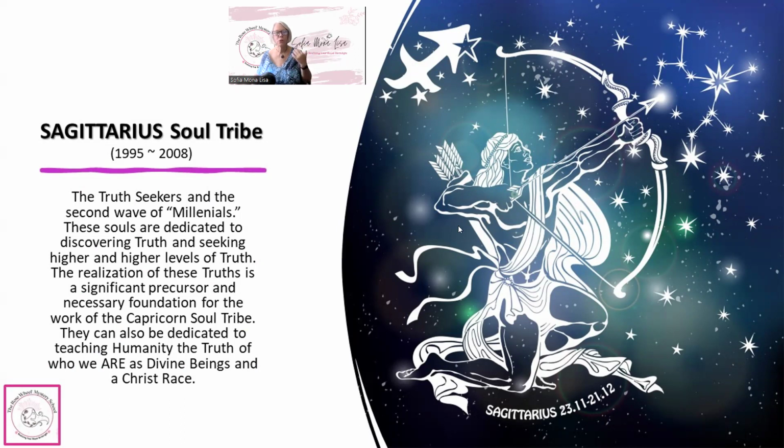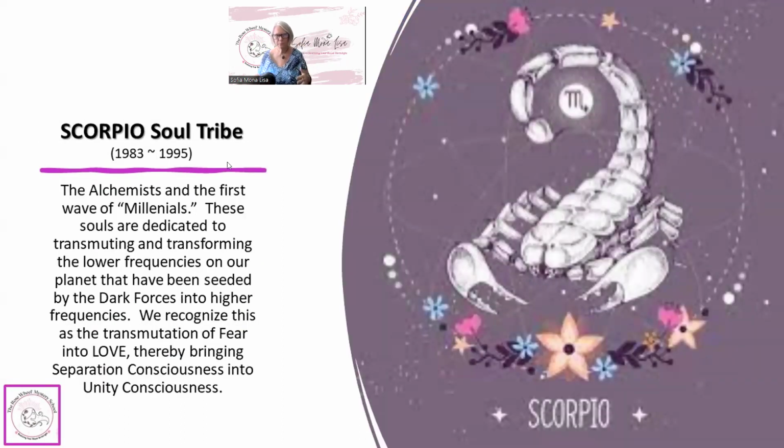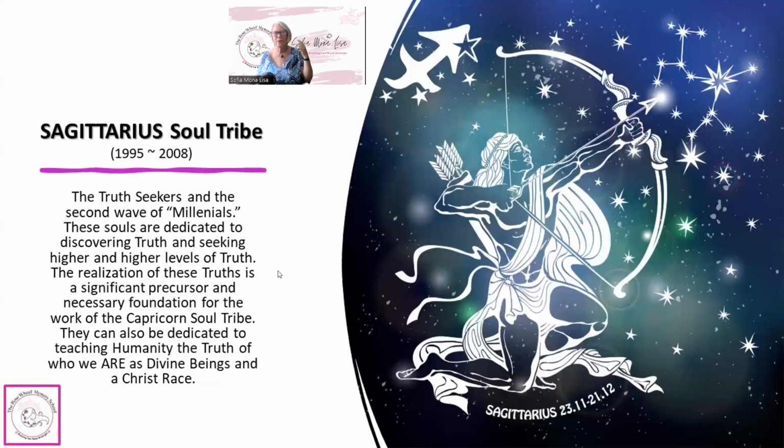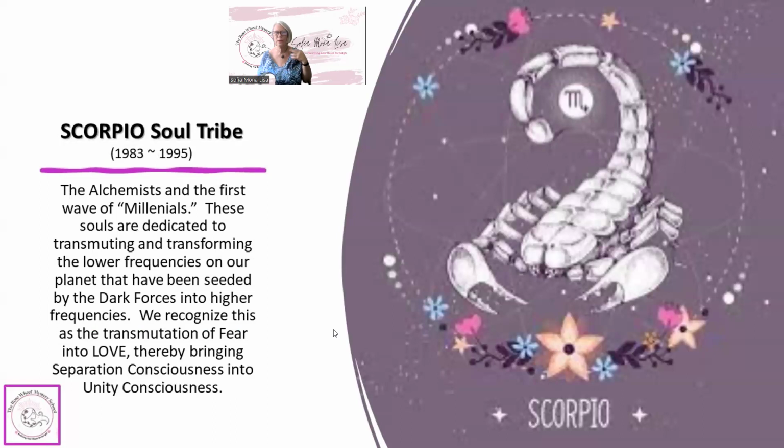All right. The first wave of millennials that came in before the Sagittarius soul tribe is the Scorpio soul tribe from 1983 to 1995. My own son, my precious son, is a part of this soul tribe. He came in 89. As a first wave of millennials, they are the alchemists. This is huge. They are dedicated to transmuting and transforming the lower frequencies on our planet that were seeded by the dark forces, transmuting those into these higher frequencies, right? These higher frequencies that the Sagittarius tribe is always aiming for. Higher levels of integrity, higher levels of spiritual truth. This is what the Scorpio tribe is doing.